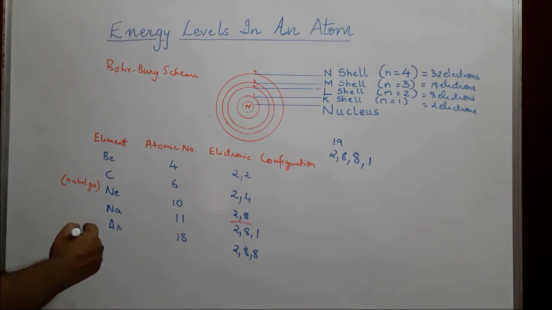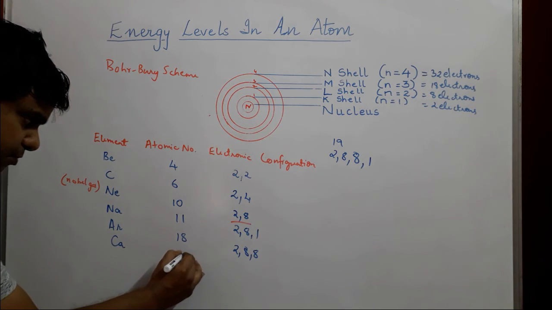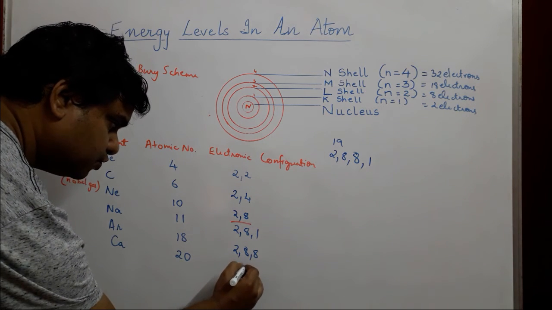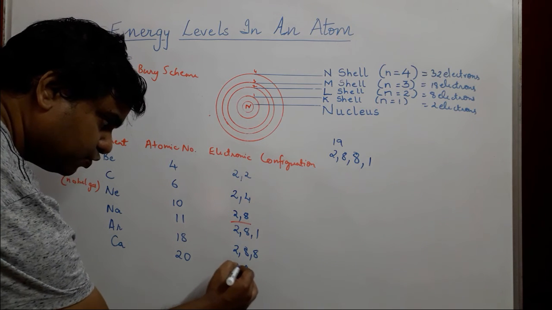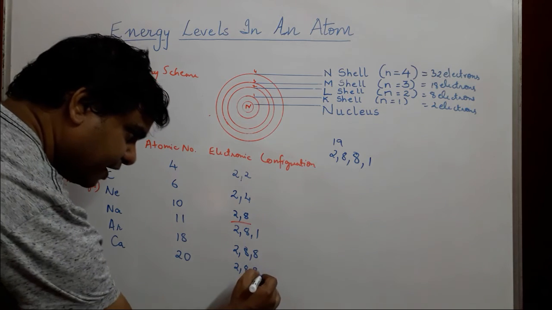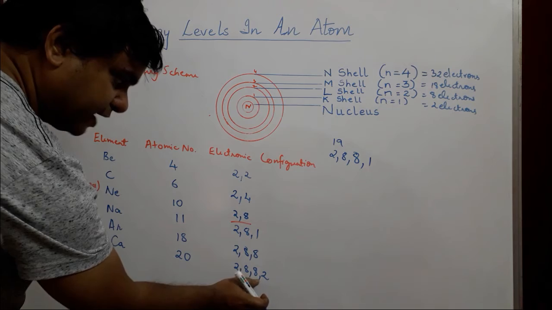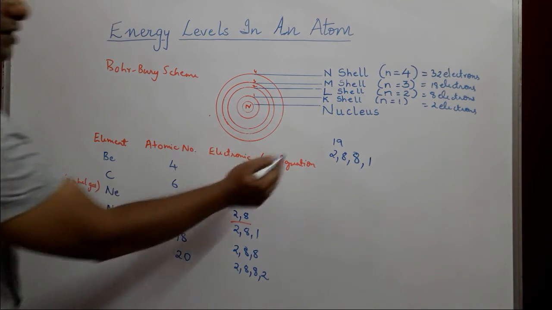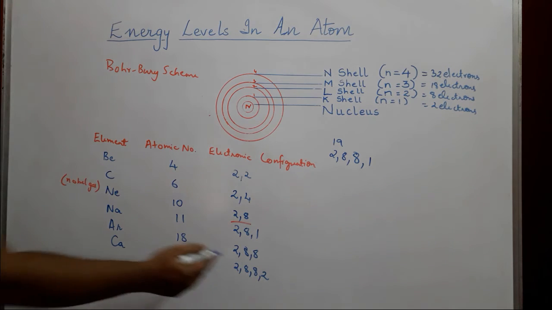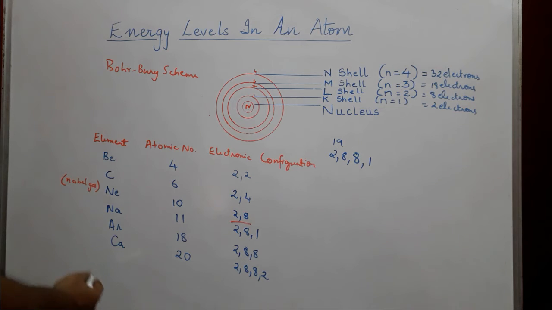Something like, let's say, calcium, which has an atomic number of 20, its electronic configuration will be 2, 8, 8, 2: 2 plus 8 is 10, 10 plus 8 is 18, and 18 plus 2 is 20. The two electrons which should have been in the M shell have now gone to the N shell. N for November, N shell. This is how we get it.